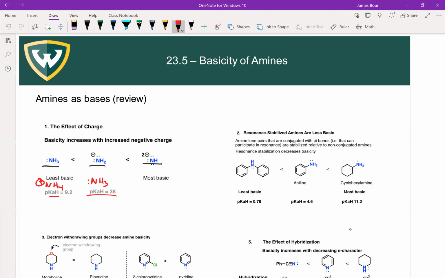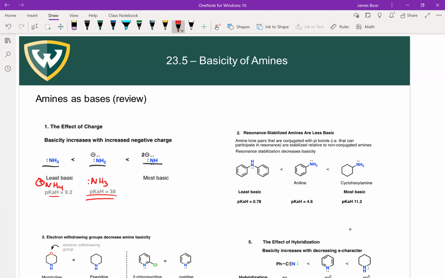You can imagine if ammonia's pKa is 38, or the pKa of amide is 38, you can imagine that deprotonating it twice would make it much, much higher. And we don't have much room beyond 38. Once we get into pKa's of the 50s, we've kind of run out of space. There's nothing that can deprotonate things that are that basic.